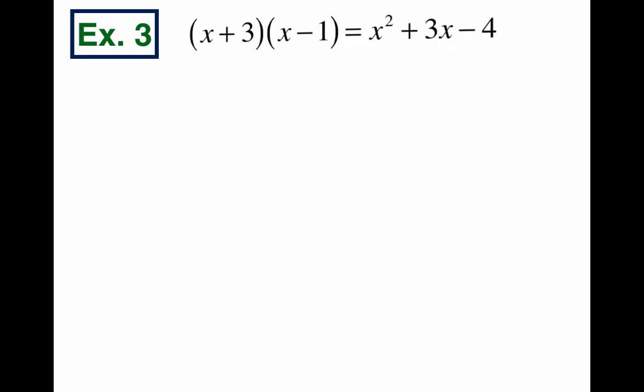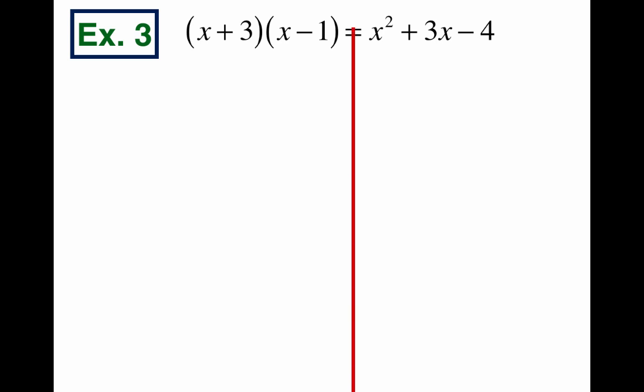Example 3. Here's what we're going to solve. Parenthesis x plus 3 times parenthesis x minus 1 equals x squared plus 3x minus 4. Go ahead and write that down. x squared plus 3x minus 4. Now the line goes down the equal sign, and right away I'm like, double parentheses, x plus 3 and x minus 1. It's generic rectangle.